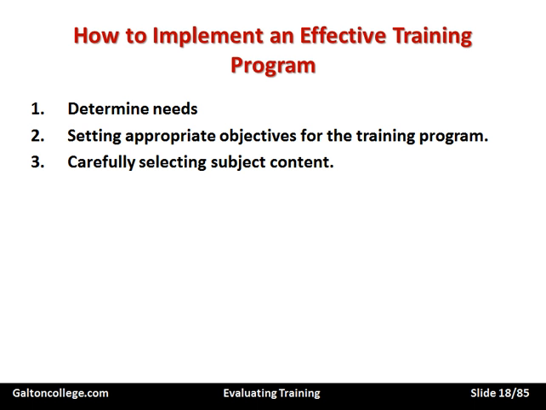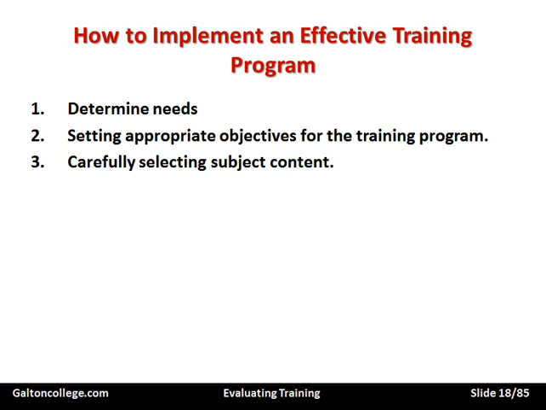The subject content of the training program should be carefully selected. There's a time dimension. Will the training program be 1 day or half a day, or will it be a 1 week, or will it run 1 day a week for so many weeks? Or what's the time dimension? And what's realistic in terms of content given that time dimension? Perhaps not everything can be done.